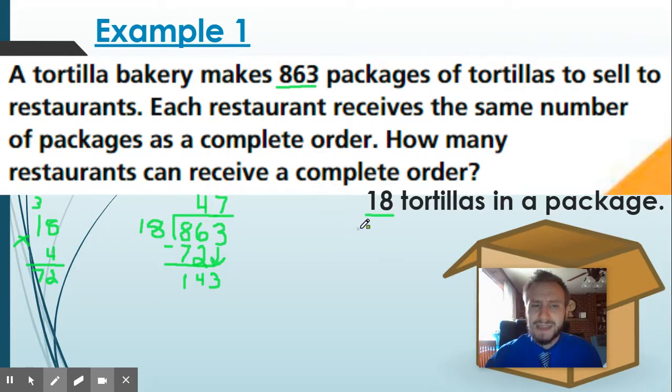Let's do the same thing. What's 18 times 7? I'll do it over here. 7 times 8 is 56. So I put a 6 here and a 5. 7 times 1 is 7, plus 5, 12, right? So 126. Well, that's pretty close. Let's write that down.